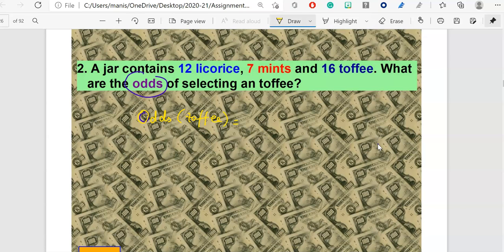Is equal to the number of favorable events over the number of unfavorable events. When it is talking about toffee, how many toffees are here? 16. So that's your number of favorable events. How many are left over? Unfavorable events: 12 plus 7 is 19. So your answer is 16:19. The odds of selecting a toffee is 16:19. That's your answer for this question.